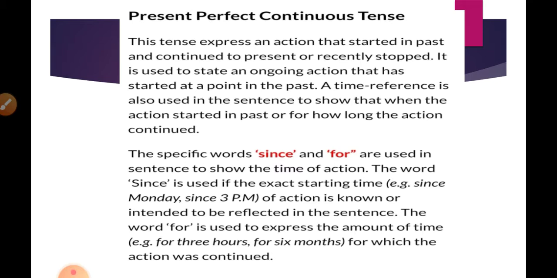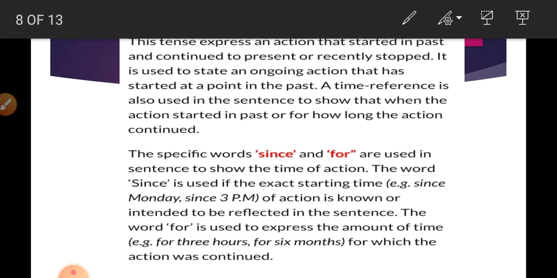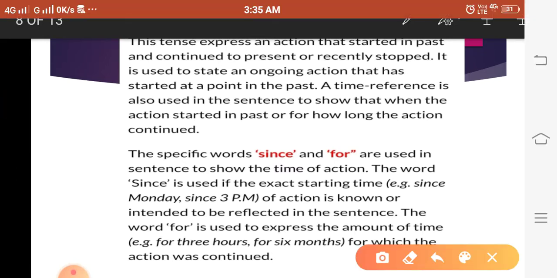This tense expresses an action that started in the past and continued to the present or recently stopped. It is used to state an ongoing action that has started at a point in the past. A time reference is also used in the sentence to show when the action started in the past or for how long the action continued. The specific words since and for are used in a sentence to show the time of action.